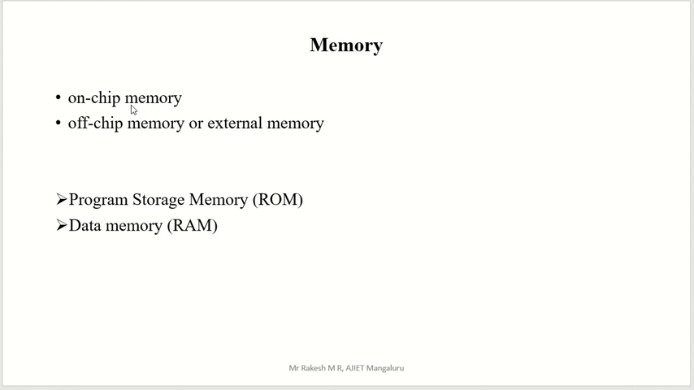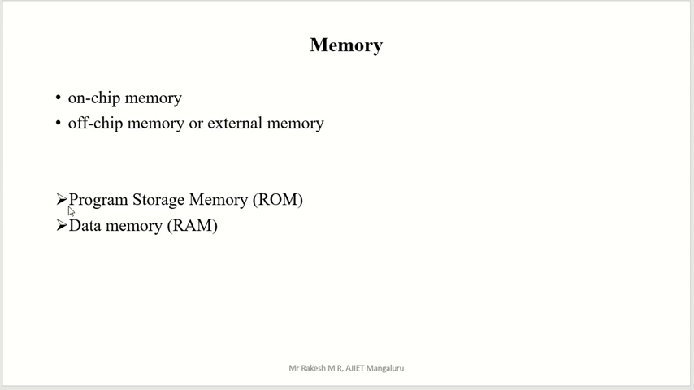This is mainly in the case of embedded devices. We have two types, on-chip and off-chip. As the name itself says, on-chip means inside the chip itself, inside the embedded device or embedded system or kit. Inside that itself we have memory. But if that is not sufficient for our work, then we can attach another memory to that device outside. That is called off-chip memory or external memory.